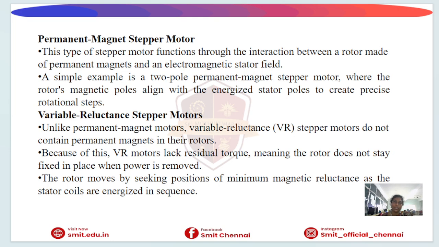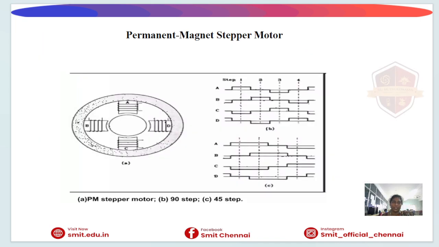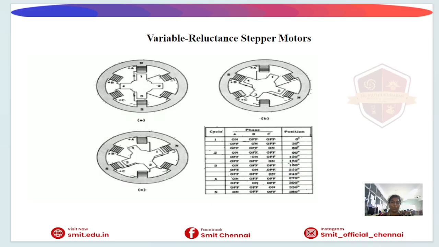The variable reluctance stepper motor has a soft iron rotor without permanent magnets. The rotor moves to the position of minimum magnetic reluctance, has no residual torque when power is removed, and has a faster response than permanent magnet motors. Applications are precision instruments and positioning systems. The next one is the wiring configuration of the 4-step motor, for permanent magnet and for variable reluctance motors.